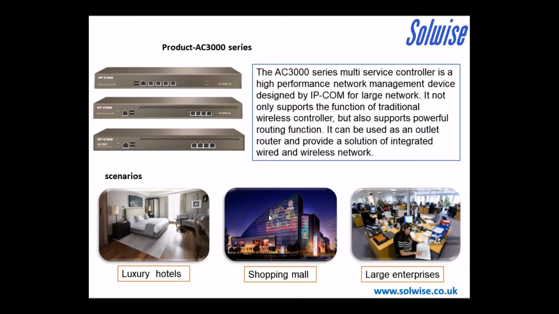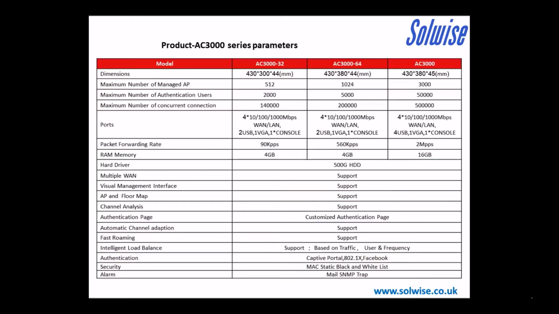Now the 3000, as I say, is designed for very large scale installations. So we're talking about luxury hotels, shopping malls, large businesses, public services, anywhere where you need a very large number of access points and a very large number of connected clients and control of those clients. So there are three different models. The difference really is the processing engine that's inside. What that does is limit the number of access points that it can cope with.